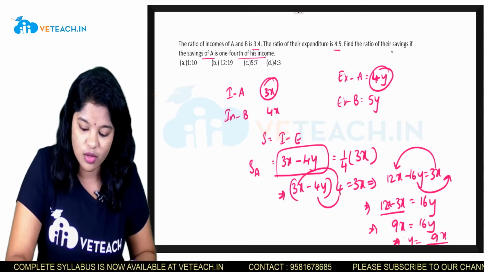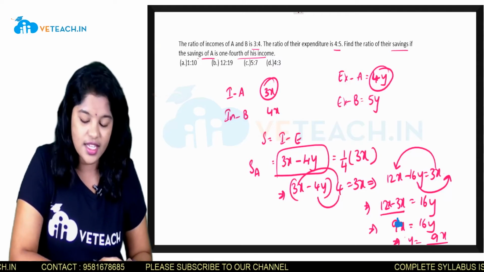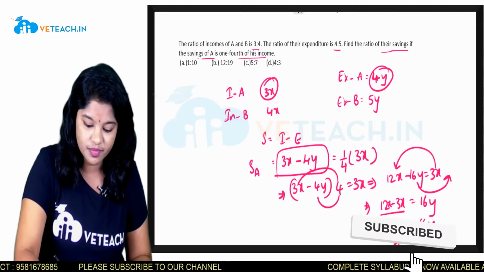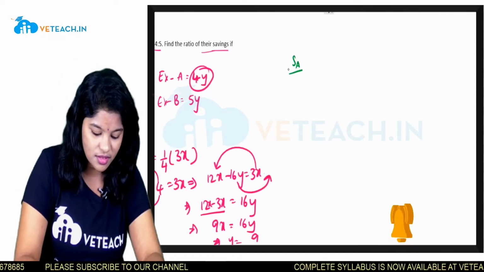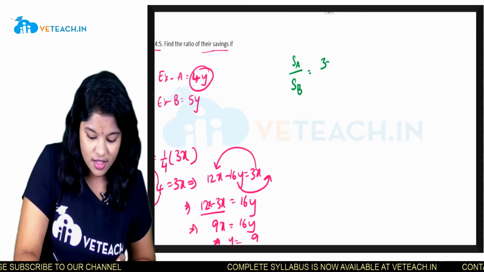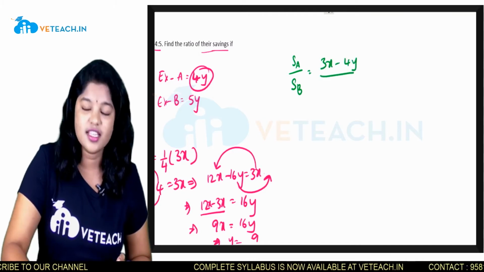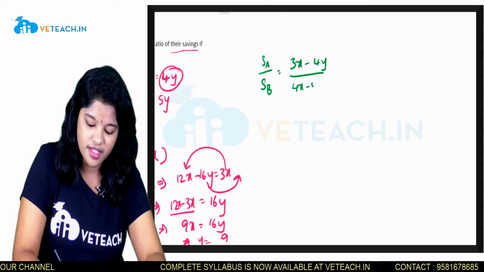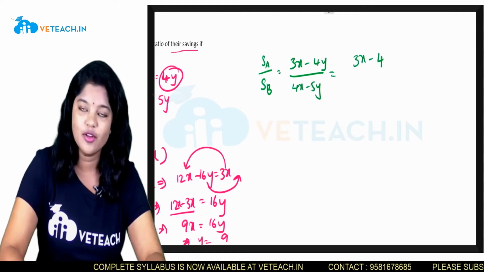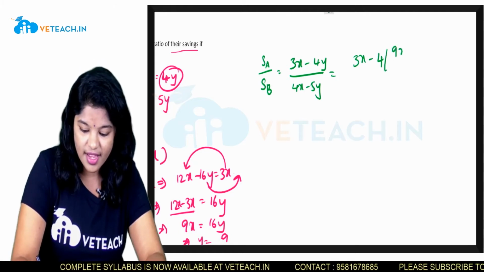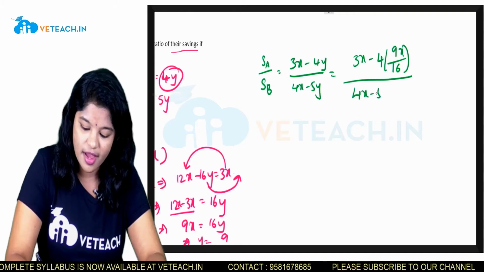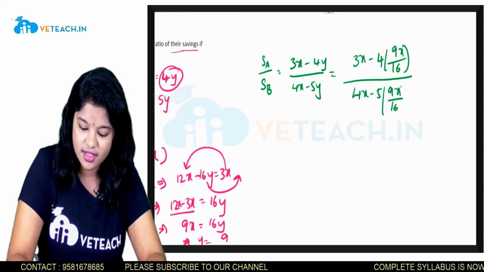Now we have to find out the ratio of savings of A and B. Ratio of their savings. Whose savings? A and B. So now savings of A by savings of B. So the savings of A are nothing but 3x minus 4y and the savings of B are 4x minus 5y. That is equal to 3x minus, we have found out the value of y, that is 9x by 16. Substitute it. Similarly here also 4x minus 5 into 9x by 16.